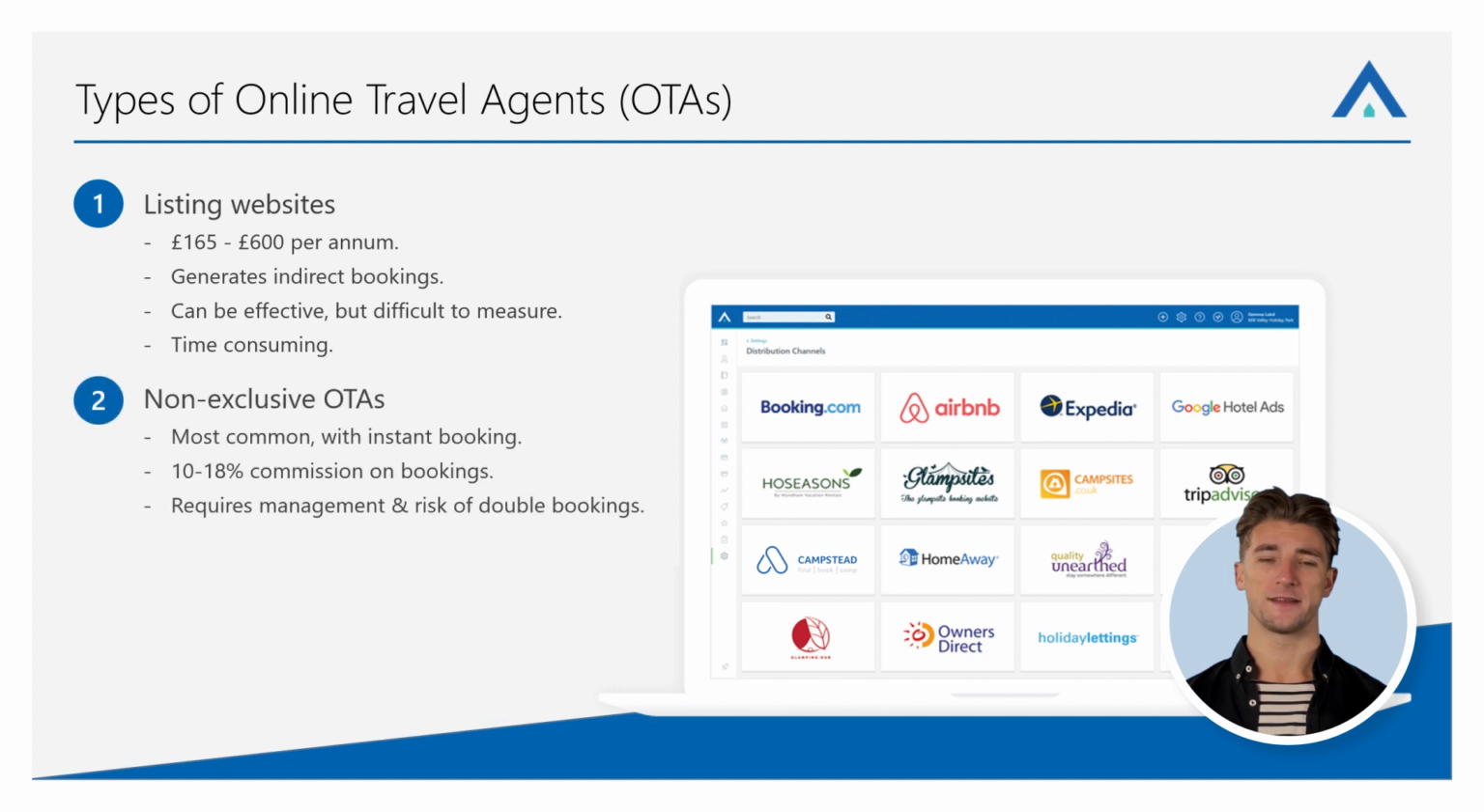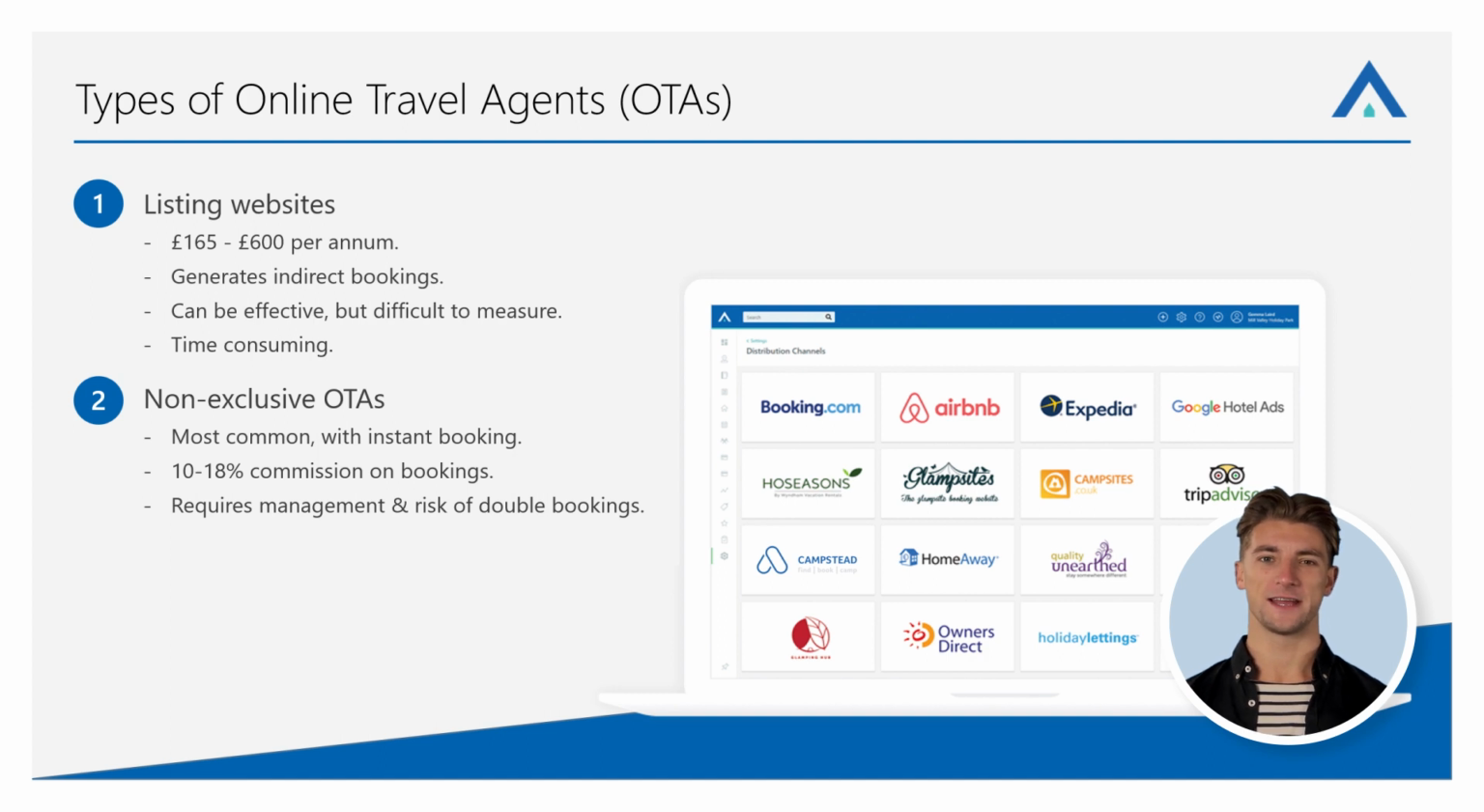The second type is the non-exclusive OTA. These are by far the most common, such as Booking.com, Airbnb, and Pitchup. You decide how many units to give them, and they will charge a commission of around 10 to 18% for any bookings they take. These bookings are usually made instantly, and without manual input. You are in control of these sites, and you can usually turn them on and off when needed.